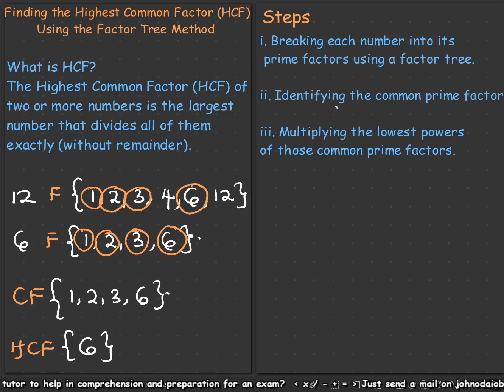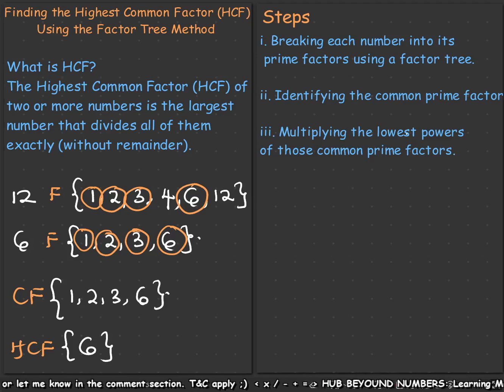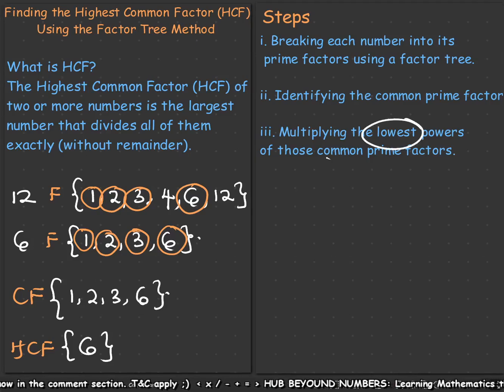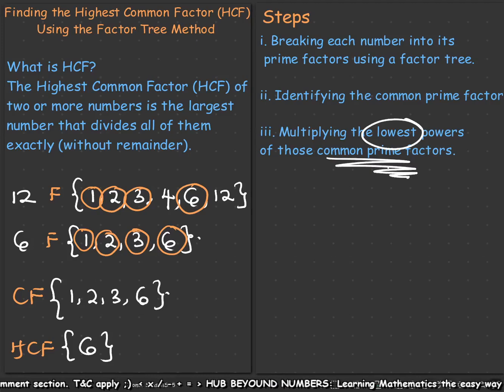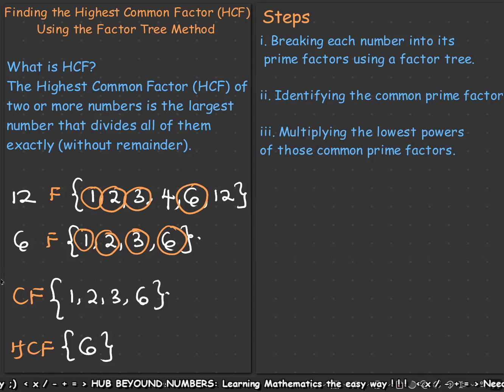Then secondly, you identify the common prime factors. Now, if you're able to identify the common prime factors, multiply the lowest powers of those common prime factors. Take note, the lowest, because we'll be looking at the LCM, and that one will need the highest. So for highest common factor, you rather need the lowest powers of the common prime factors. So let's look at how we apply these steps.